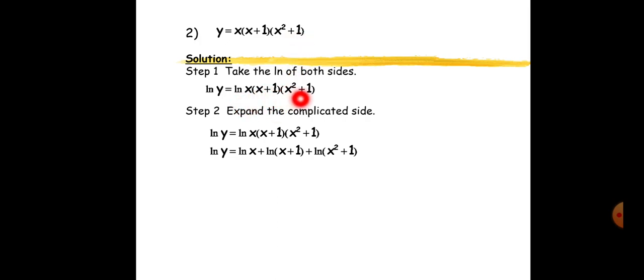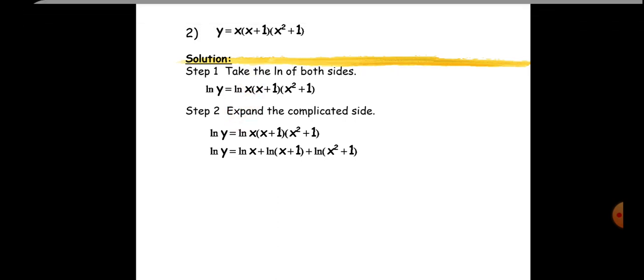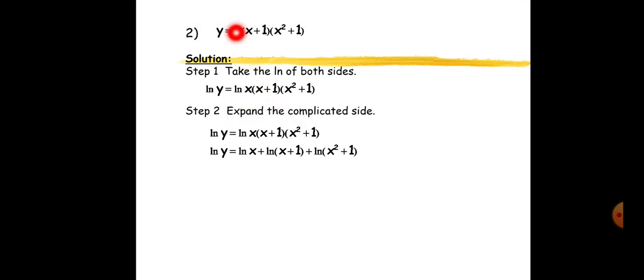And from the properties of ln, you can write ln first plus ln second plus ln third. So when you distribute ln inside, you have to distribute it with plus. So ln x plus ln x plus 1 plus ln x squared plus 1. Because we have three terms multiplied by each other, you can write ln y equals ln first plus ln second plus ln third.